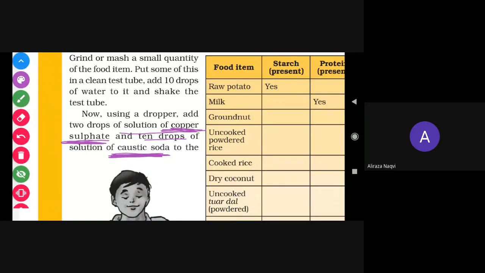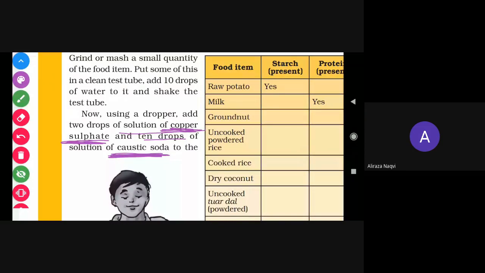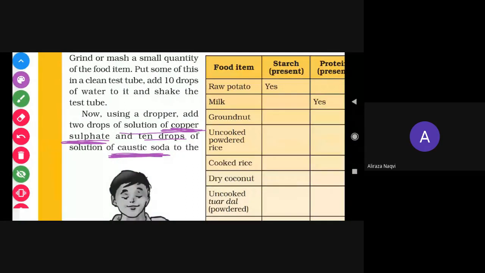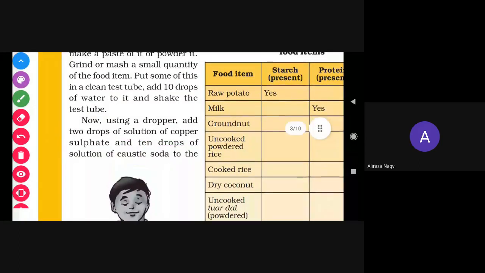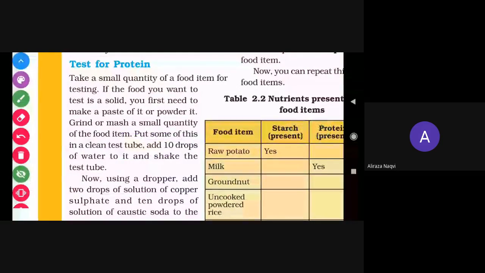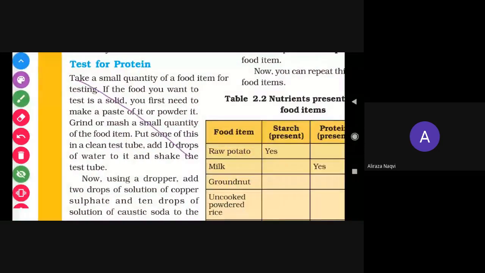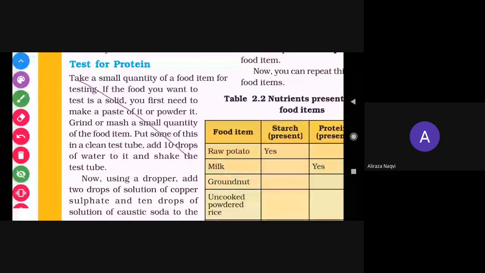Now you know that milk also contains proteins, right? Milk has a lot of protein in it. So it is already in liquid form, and you do not need to perform this step. You do not need to convert it into liquid form. But if your food item is solid, then you have to mash it and add 10 drops of water to convert it into a liquid form. Okay? Is this clear, beta?